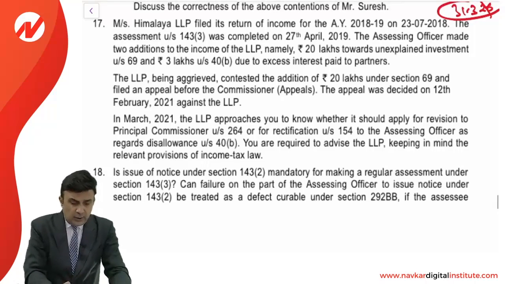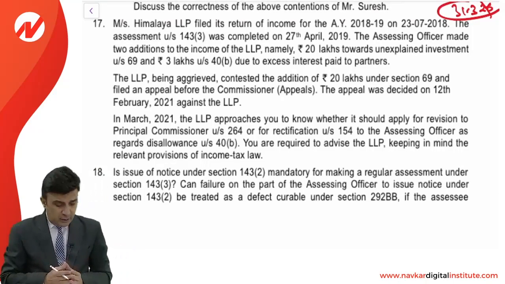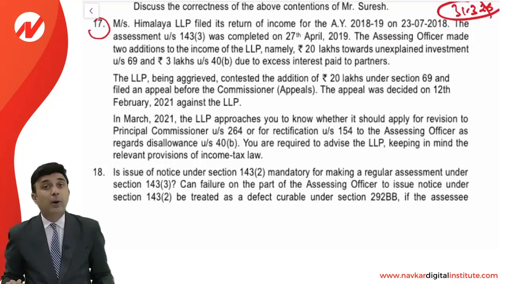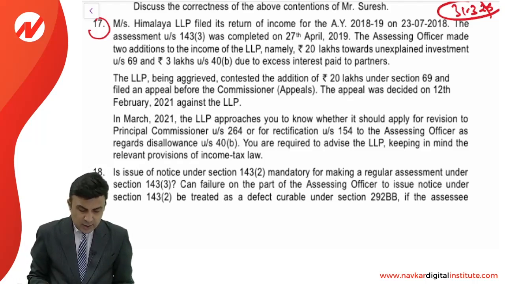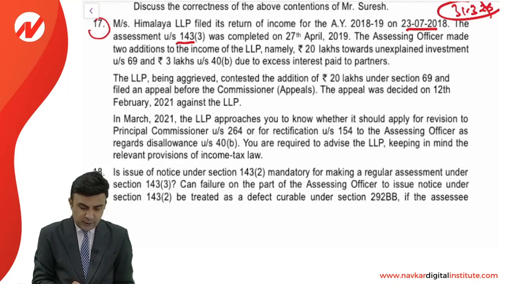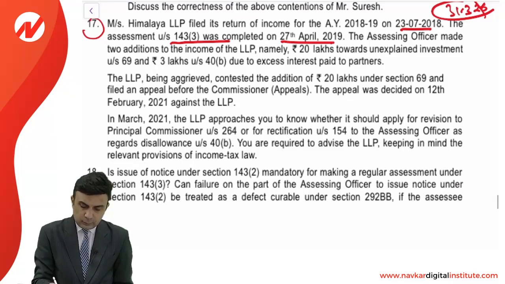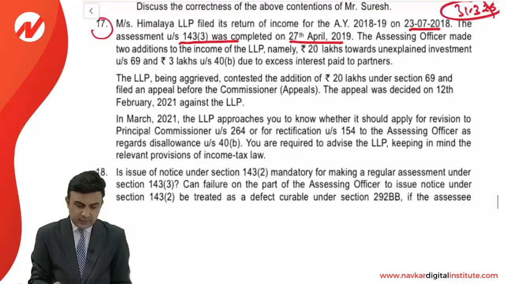Friends, we have the next question, which is a favorite of the Institute and a favorite of mine, and that is the Doctrine of Merger. Let's have a check. Himalaya LLP filed return of income for AY 18-19 on 23rd July 18. The assessment under 143(3) was completed on 27th April 19. The AO made 2 additions in the LLP, namely 20 lakh towards unexplained investment and 3 lakh due to 40B, interest paid to partner.